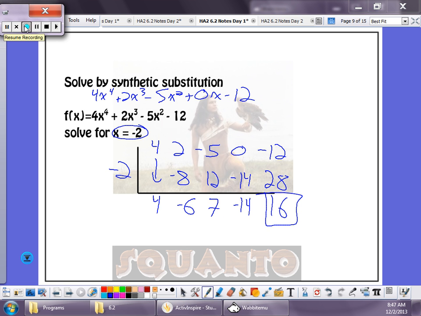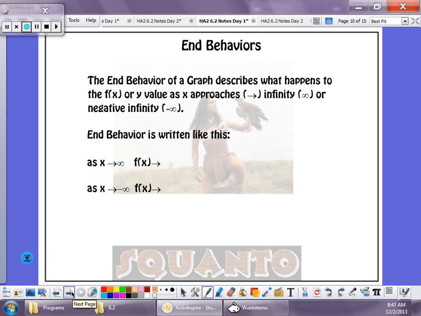So the next thing we're going to talk about is end behaviors. End behaviors is a pretty important concept to grasp. End behavior is exactly what it sounds like. It's what is happening at the end of the graph. And we're going to look in both directions. So what is happening to the graph of f of x, which is going to be our y values, as x goes to infinity?